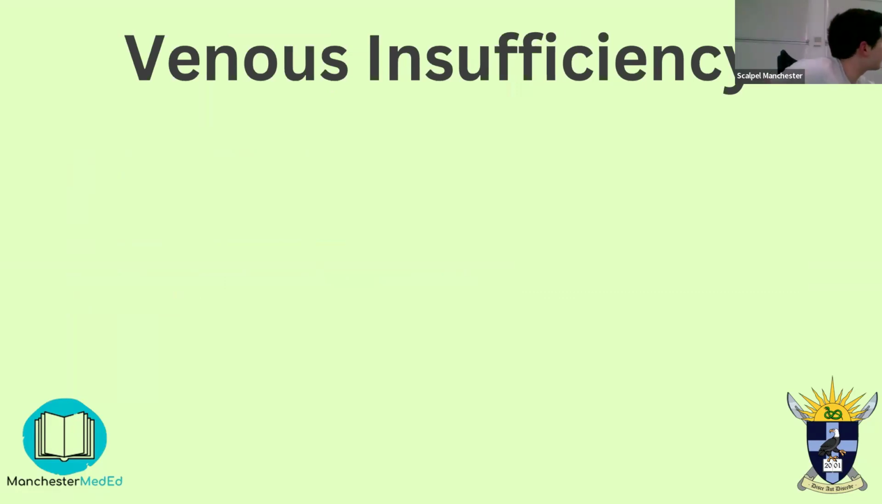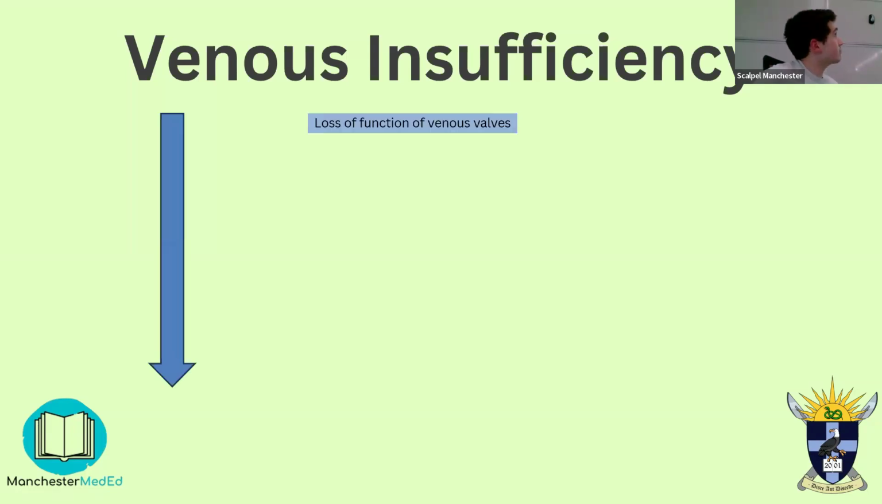A quick word on venous disease and venous insufficiency, because it's probably more common. So if you're in GP particularly, this is what you will see a lot of. But there's less surgical management, so you'll see less of this on a vascular ward, but more of it in the community. So the pathophysiology, what happens? You have a loss of function of venous valves.